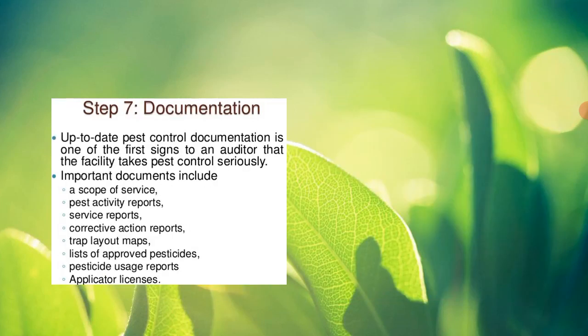After monitoring, after everything is done with the IPM program, what do we have to do? The last step is that we have to document our work. We have to document our results, which is the most important method. In the documentation, from the starting point, from the inspection, to the treatment we have chosen for this program, we have to note down each step. Up-to-date pest control documentation is one of the first signs to an auditor that the facility takes pest control seriously, right?